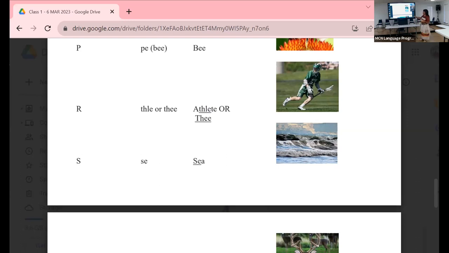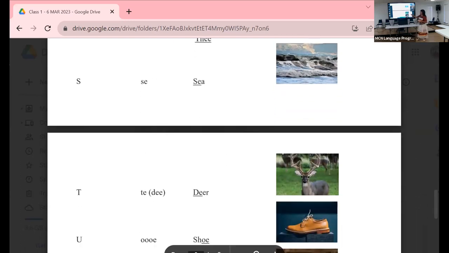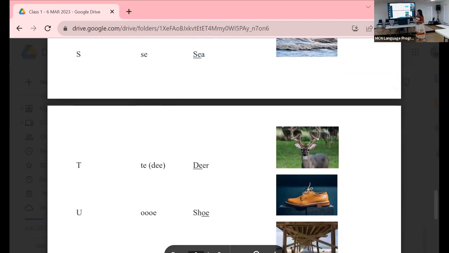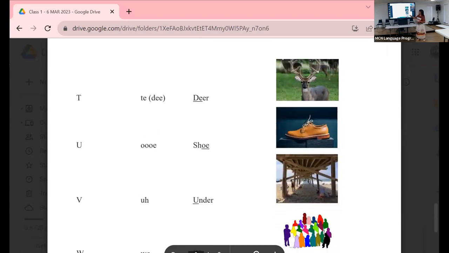So it's either or. You got the S, a C, and there's a picture of a C. You've got your T, D sound, because the T has a D sound. And sometimes it has a T sound as well. This is the one I was thinking about. So, ooh, like in shoe. You could also put like moon. You got that ooh sound.